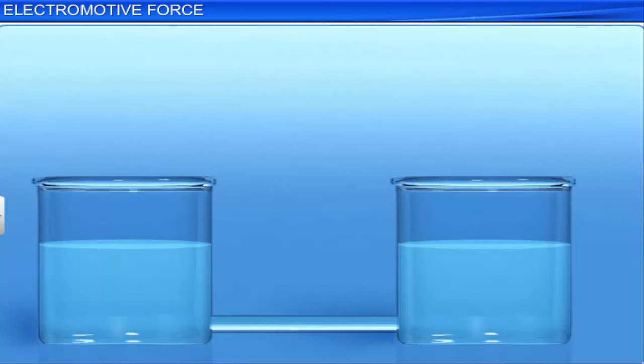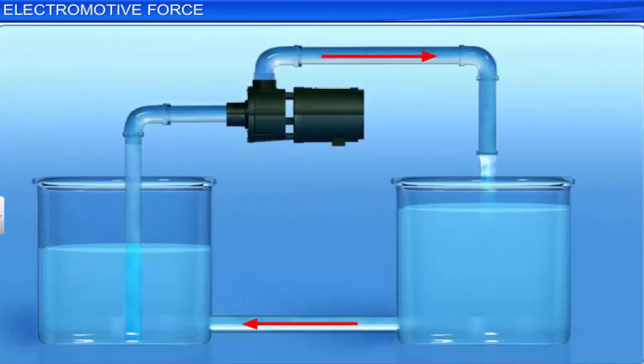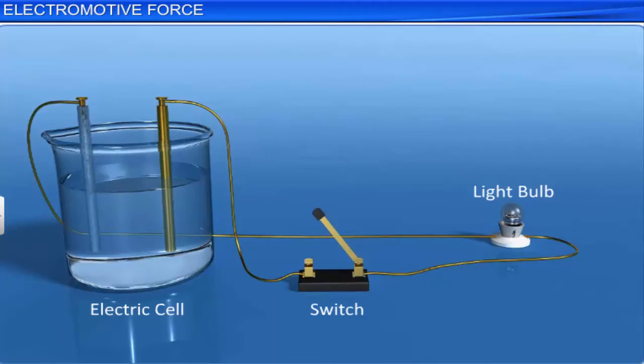To maintain a constant rate of flow of water through the pipe, the difference in the water levels in the two tanks should be constant. This can be done by pumping water from the tank with the lower water level to the tank with the higher water level. Thus, energy is spent by the water pump in lifting water from one tank to the other. In this way, a constant pressure difference is maintained across the water pipe. Similarly, a constant electric potential difference is maintained across the bulb by an electric cell. It maintains a constant electric current through the bulb.